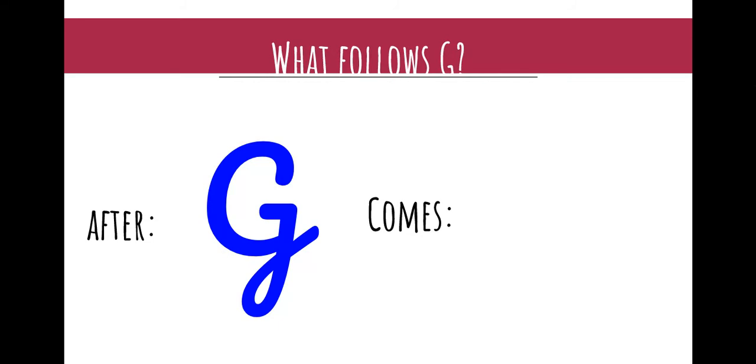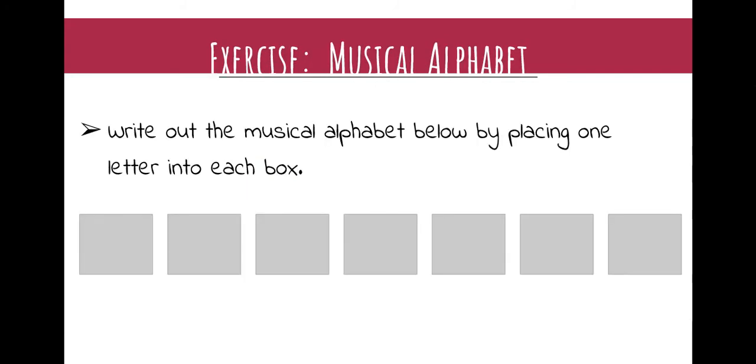Well, because we finished the musical alphabet at G, we go back to the beginning. So the note to the right of G is going to be called A. And then this will continue. The note to the right of A will be called B. The note to the right of B will be called C. The note to the right of C will be called D, and so on.